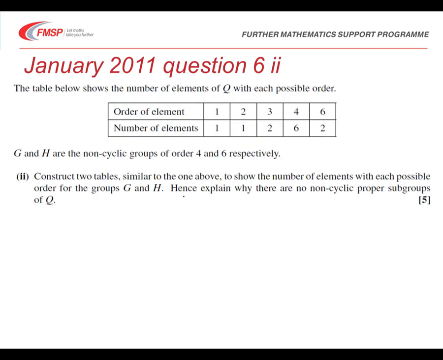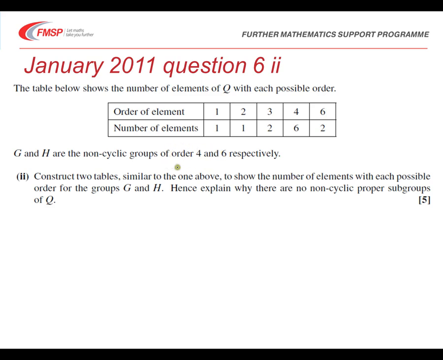You're then told that the order of the individual elements in this group of order 12 is as follows. There's 1, the identity element, with order 1, 1 that's self-inverse, 2 where they're order 3, 6 of order 4, and 2 of order 6. You're told G and H are the non-cyclic groups of order 4 and 6 respectively. So these are the two ones I was mentioning at the beginning that you need to know. Everything else up to 7 is cyclic, apart from in 4 and 6 there's two alternatives.